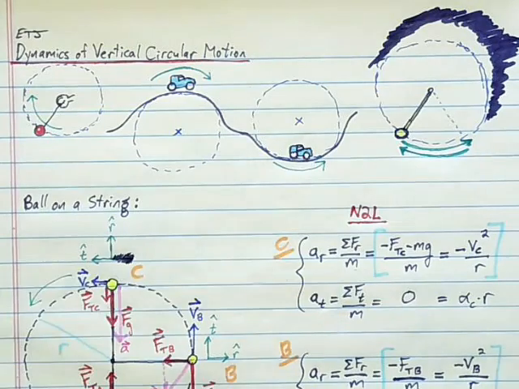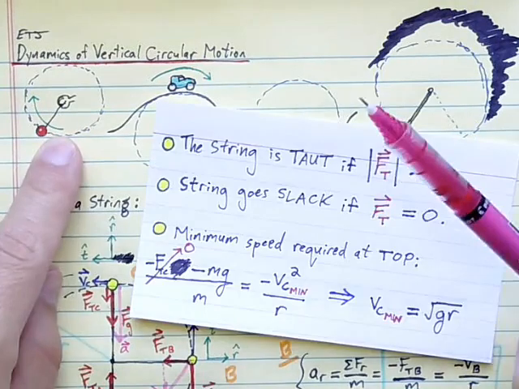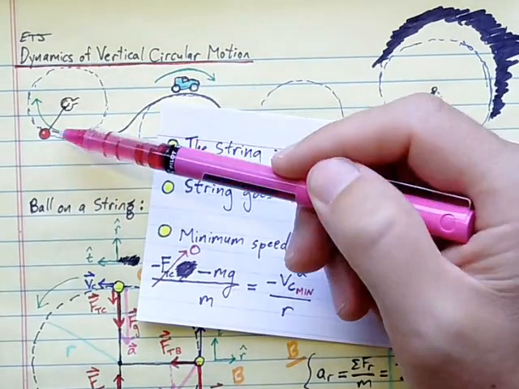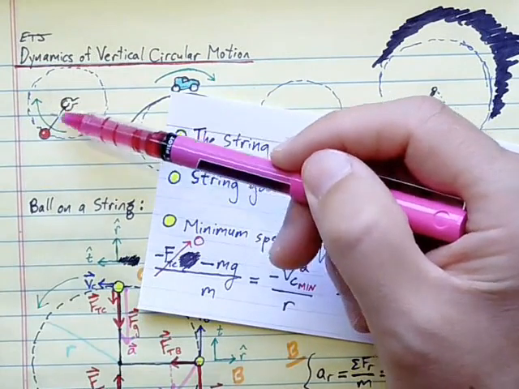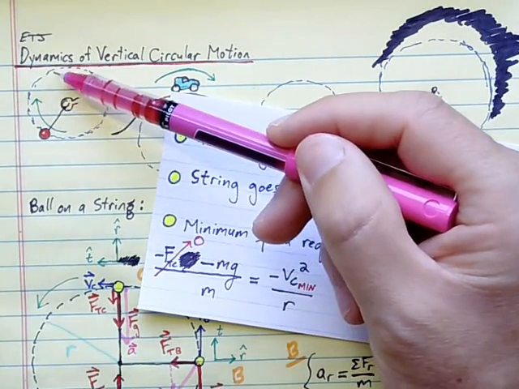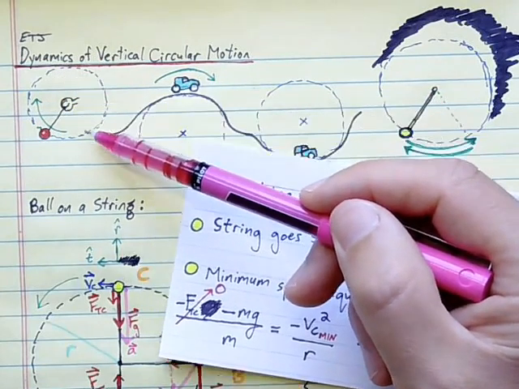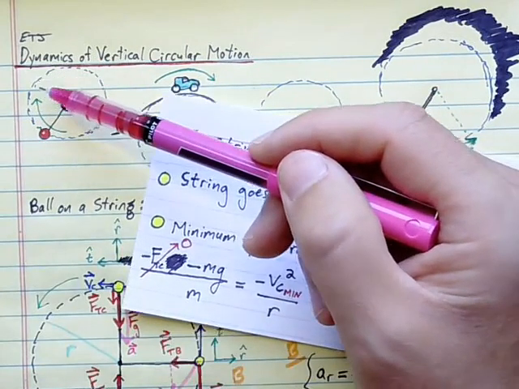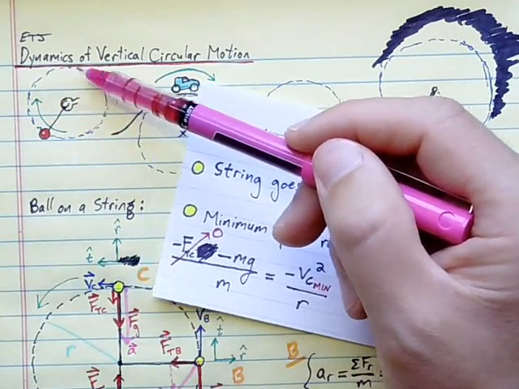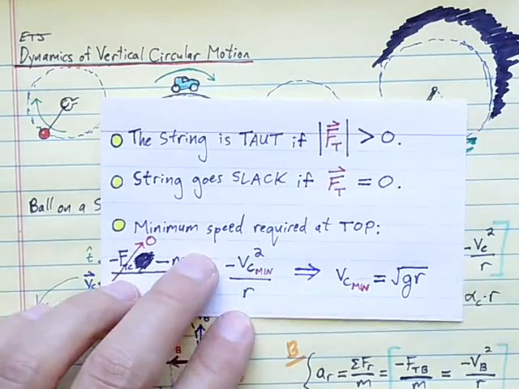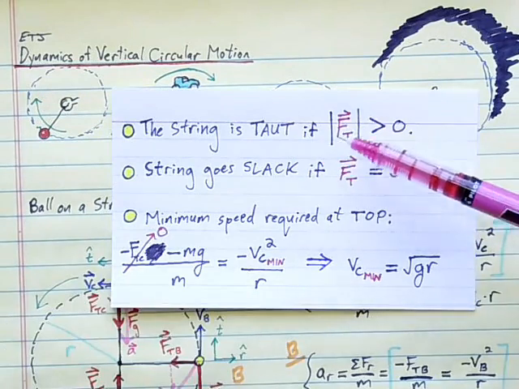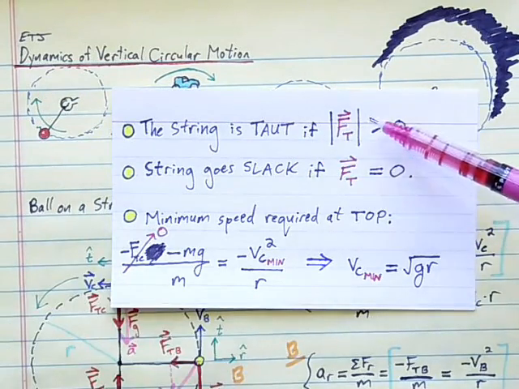We have a similar circumstance with our ball on a string here. If you don't swing it fast enough, then as the ball approaches the top of the circle, the string will go slack and the ball will kind of fall limply downwards instead of staying on the circular path with a taut string. So here are our conditions. The string is taut as long as there's tension in the string, as long as that tension is greater than zero.